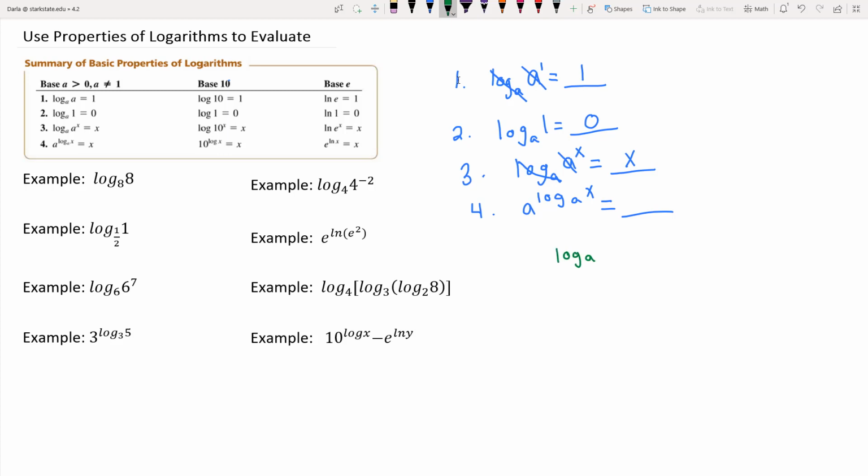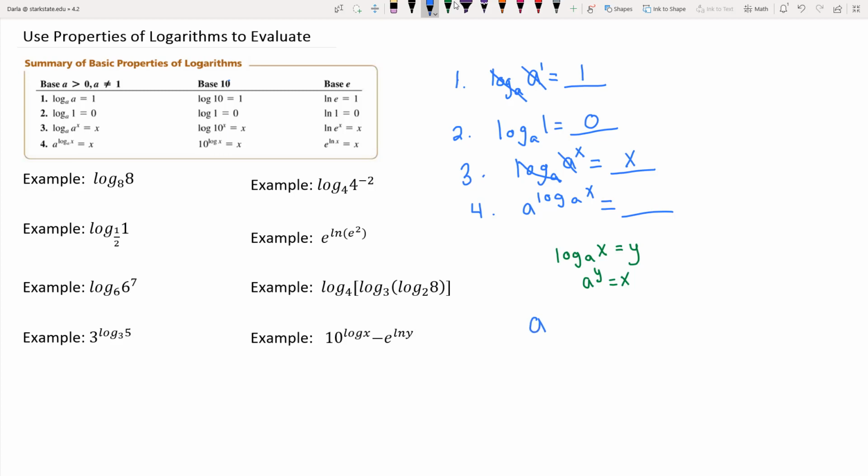and I might not know what that's equivalent to, but I could say it's equivalent to some y, and then I could convert that form into exponential form, which is a to the y is x, and I know that would be true. But then I can go back to the problem that I was dealing with, which was a to the log base a of x, and I can rewrite it.